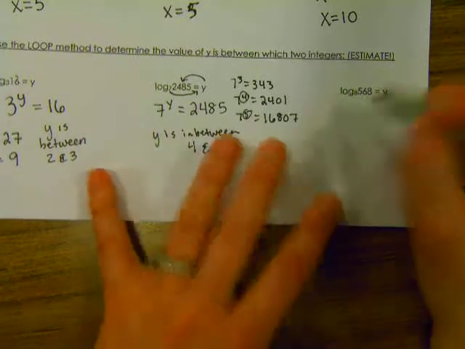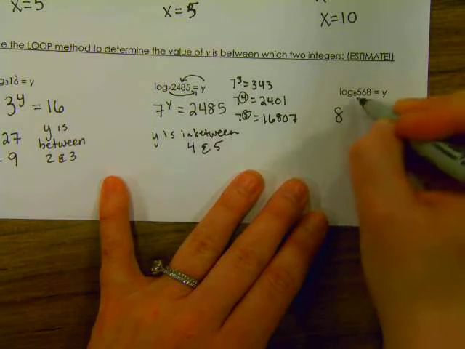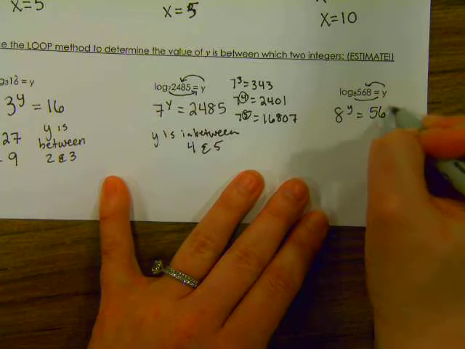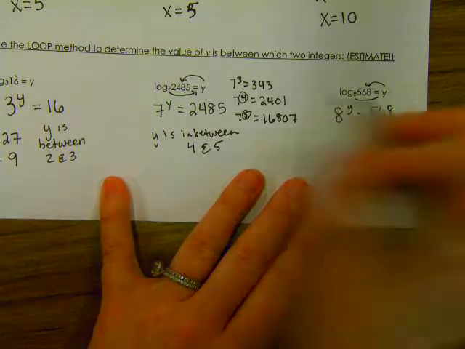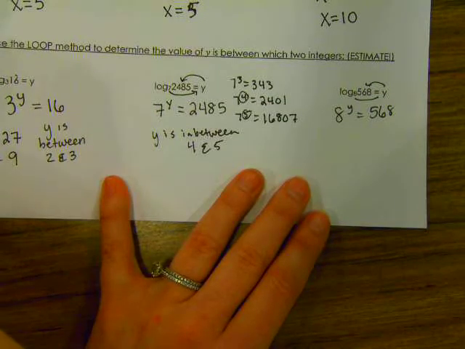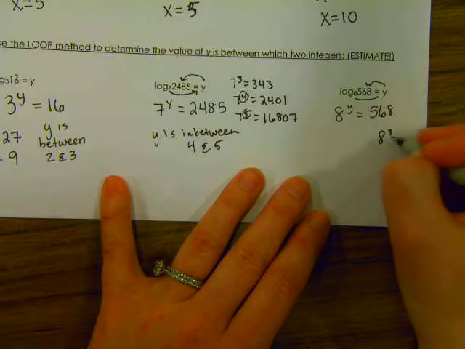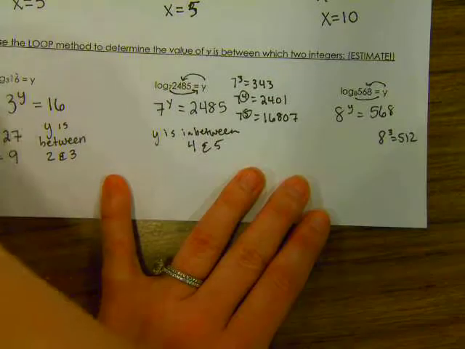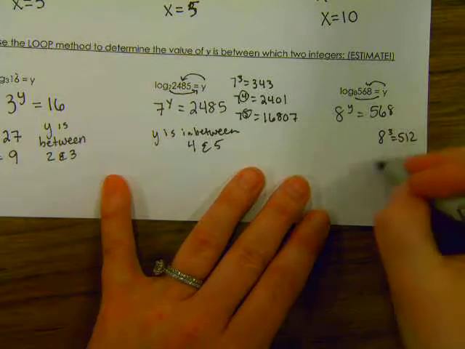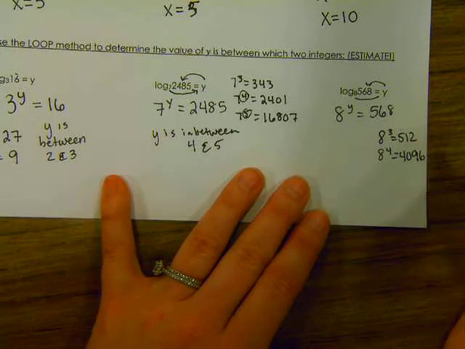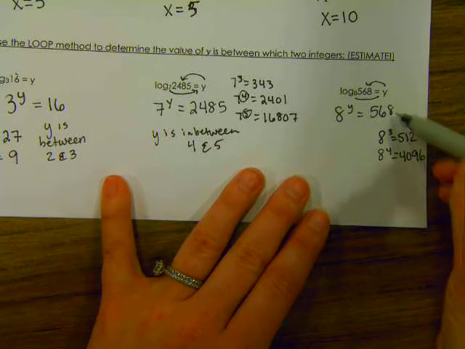Same idea here. So 8 to the y power equals 568. So looking at your powers chart, okay, kind of start estimating. Well, 8 to the third is 512. 8 to the fourth is 4096. So clearly it's going to have to be between 3 and 4.